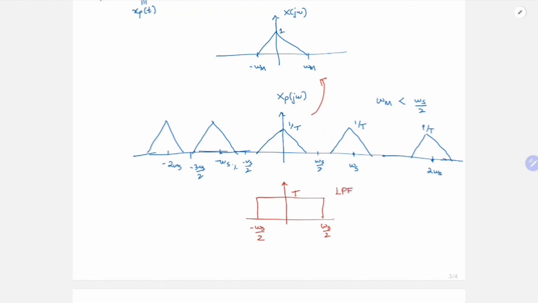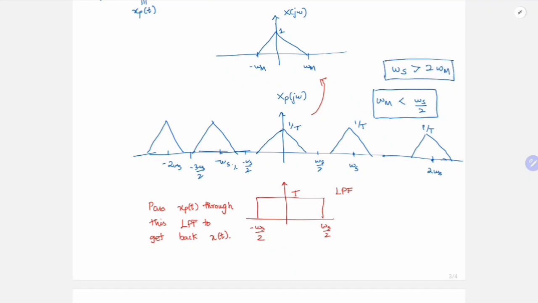So you need to pass xp(t) through this LPF to get back x(t), right? But there is a catch here. Can this be done for all signals? So we have assumed one thing, right? Which is nothing but my ωm, the bandwidth of my band limited input signal, is less than half of my sampling frequency. In other words, my sampling frequency should be greater than 2 times the bandwidth of my signal. Only then it is possible.